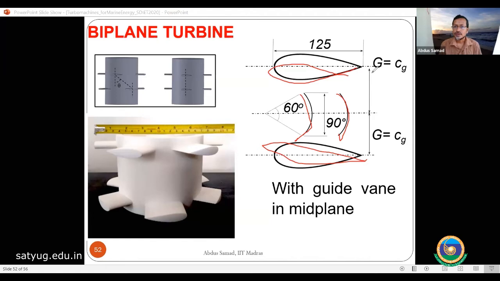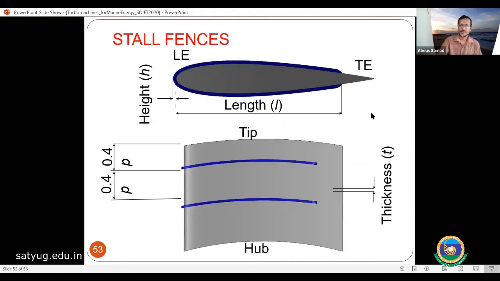So I'll clear all drawings now. Now, stall fans also, like in many aircraft, you can see there are some ribs all over the blades so that you can break these big vortexes. So that also we put on the surface and we reported.